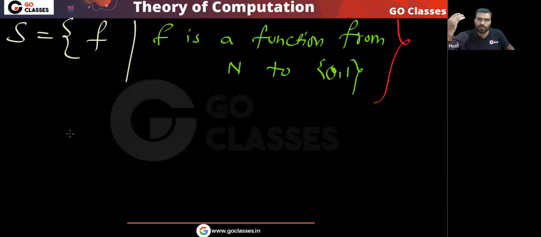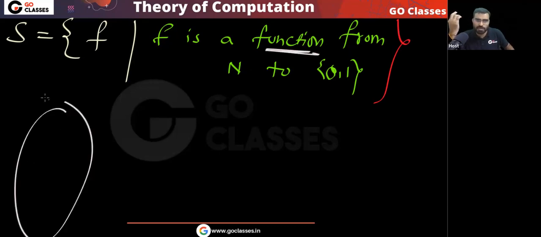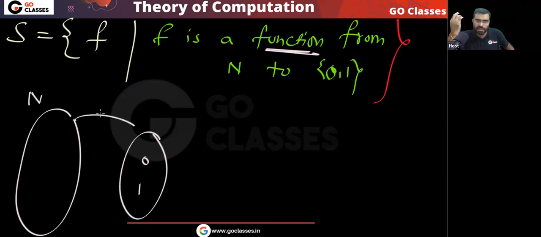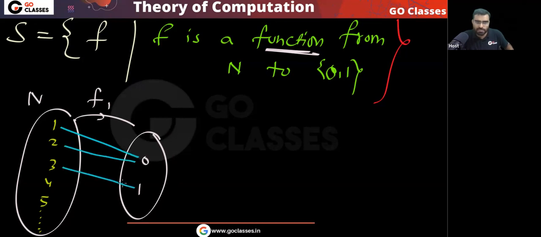In this set, which type of elements do you have? For example, in this set you have functions from N to {0, 1}. For example, consider this function F1 from N to {0, 1}, with inputs 1, 2, 3, 4, 5, and so on. So can I say this is a function, if I do it like this?